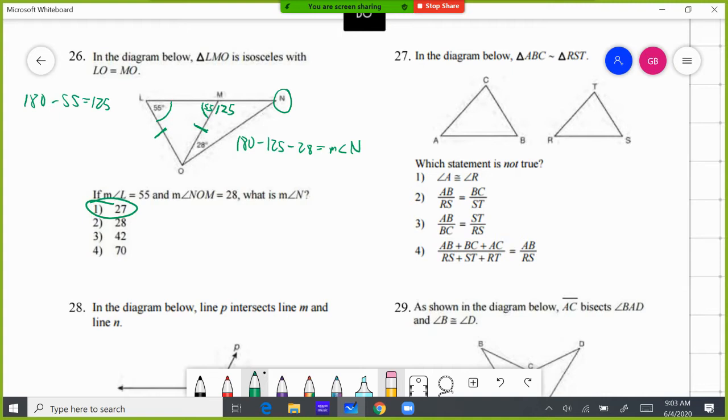Next one, number 27. In the diagram below, triangle ABC is similar. So that symbol there means similar to triangle RST. Yes. All right, go for it.